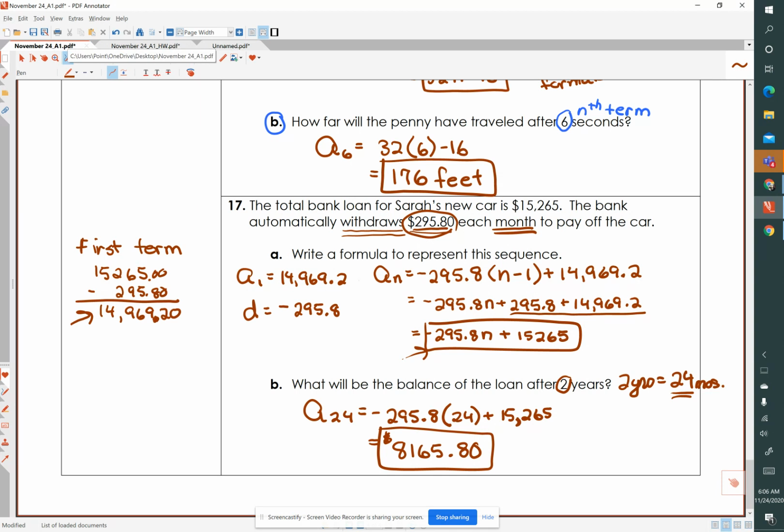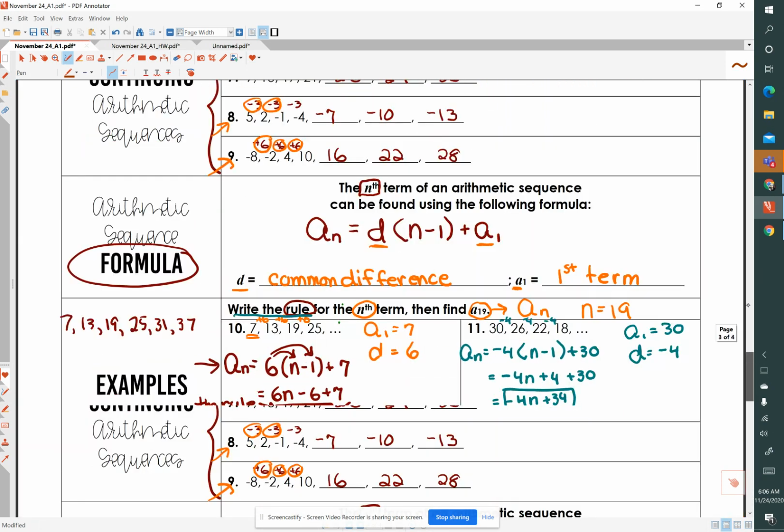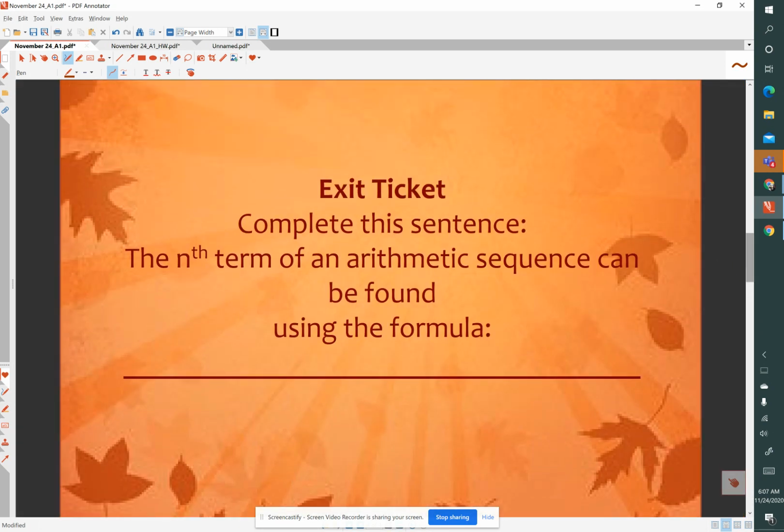Good for Charlie. Okay, so let's go back to our exit ticket, and then we're done for today. So complete this sentence. The nth term of an arithmetic sequence can be found using the formula. I hope you know it by heart by now. A sub n equals d times the quantity of n minus 1 plus the first term, a sub 1. Congratulations, we've now done arithmetic sequences.